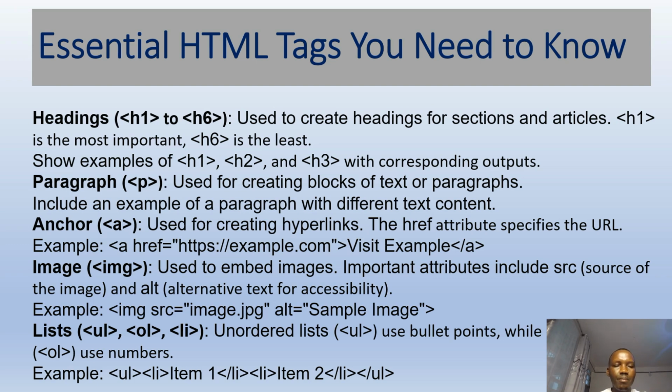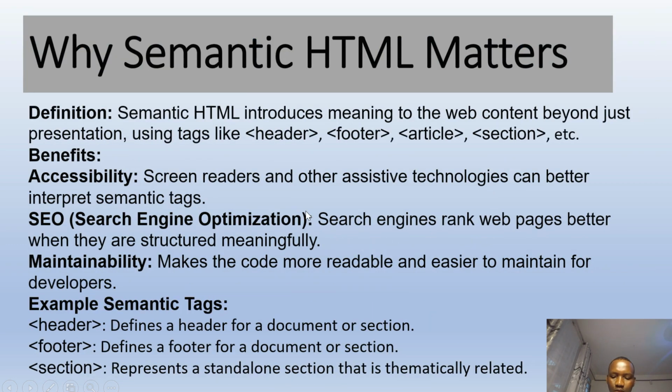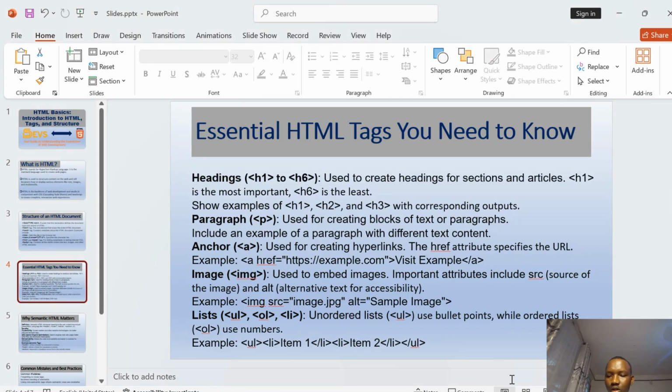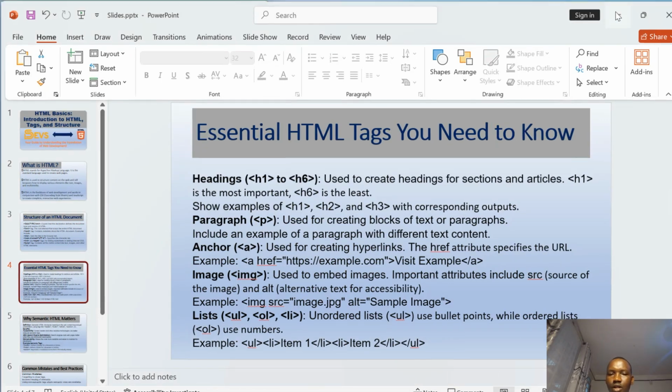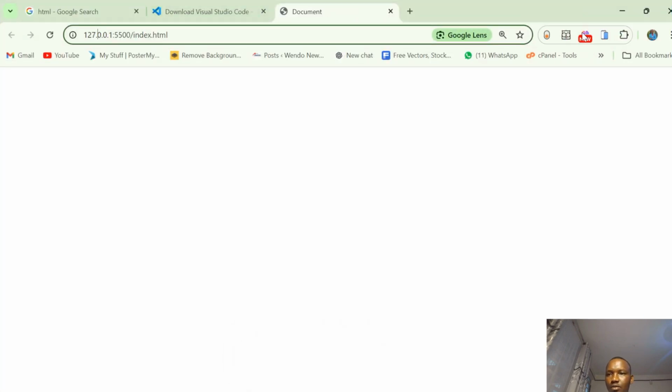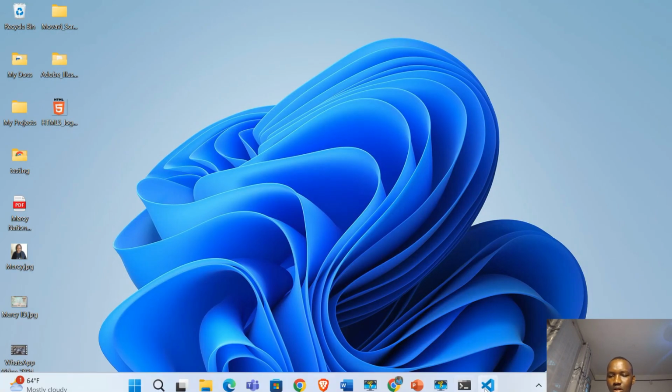The next one is the anchor tag. This is used for creating hyperlinks. This is an example of a link. We'll be writing an example shortly. We have an image tag, and also we have the list tag. So let's go back to our VS Code and write and use those tags that we have just seen.